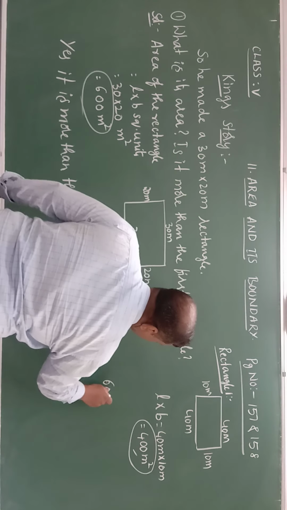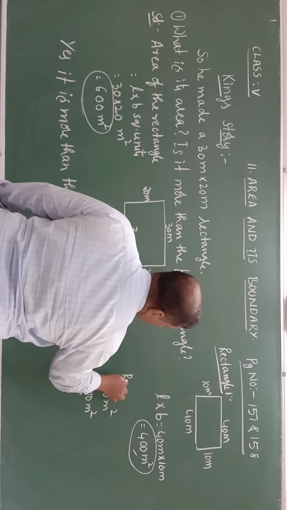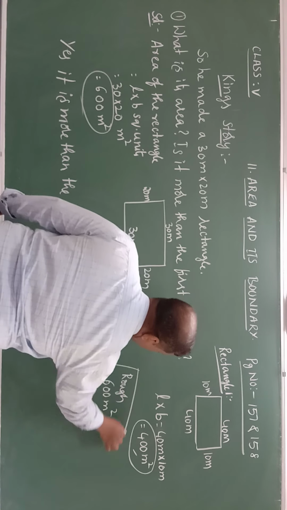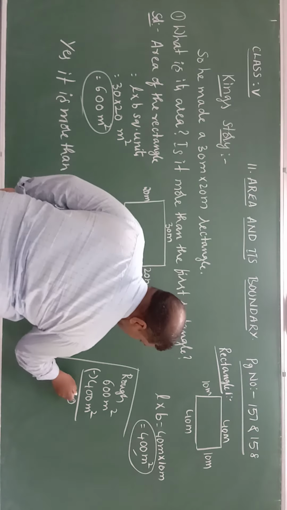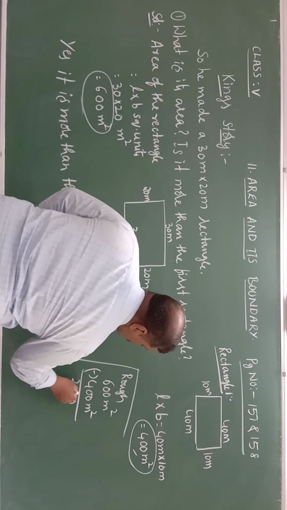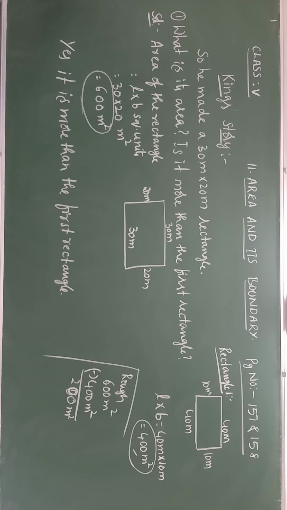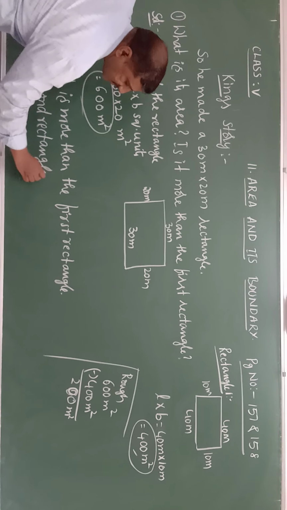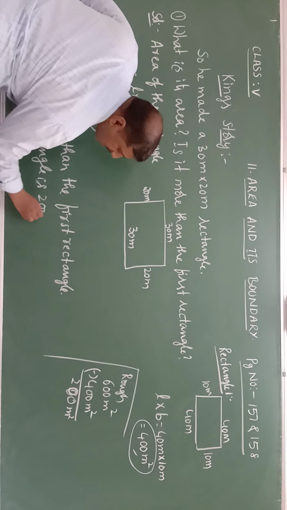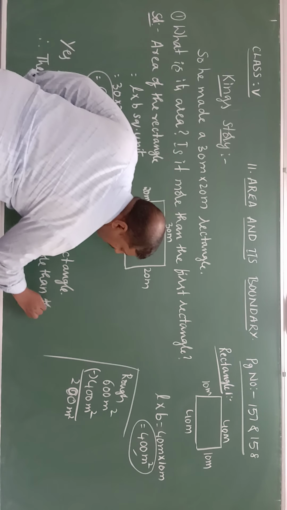The second rectangle is 600 meters square and the first rectangle is 400 meters square. Subtract: 0 minus 0 is 0, again 0 minus 0 is 0, 6 minus 4 is 2. 200 meter square. Yes, it is more than the first rectangle. Therefore, the second rectangle is 200 meter square more than the first rectangle.